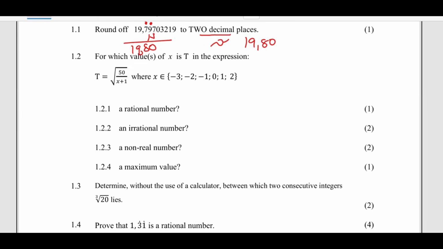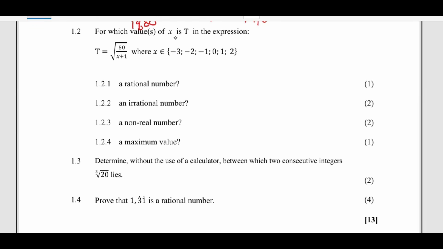1.2. They're telling us, for which values of x is the expression, okay, this entire expression is t. And then they gave us a list to choose from. So where do we find the number to be rational? Remember, a number is rational if we can find its square root. That is, if we have a surd, if we can find the square root of whatever is inside there, then the number is rational.